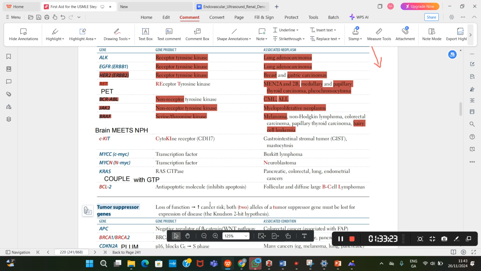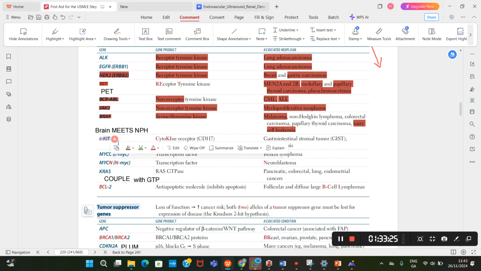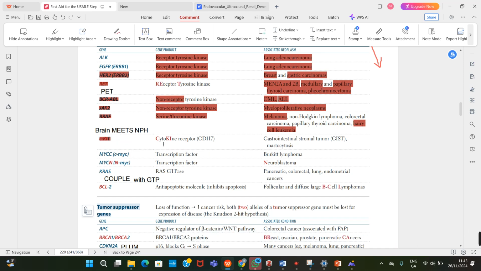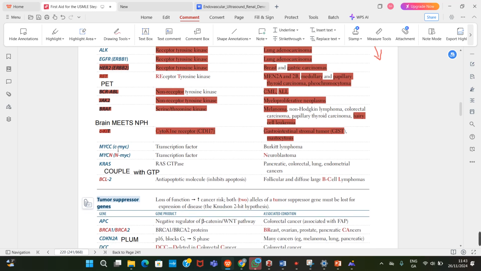Okay, thank you. So the next is c-KIT. c-KIT is a cytokine receptor, CD117, and it goes for gastrointestinal stromal tumor, which is GIST, and mastocytosis. So don't forget it for mastocytosis. They can put a picture of mastocytosis, the way it presents, and ask you what gene is responsible here, that is overactivated. c-KIT.